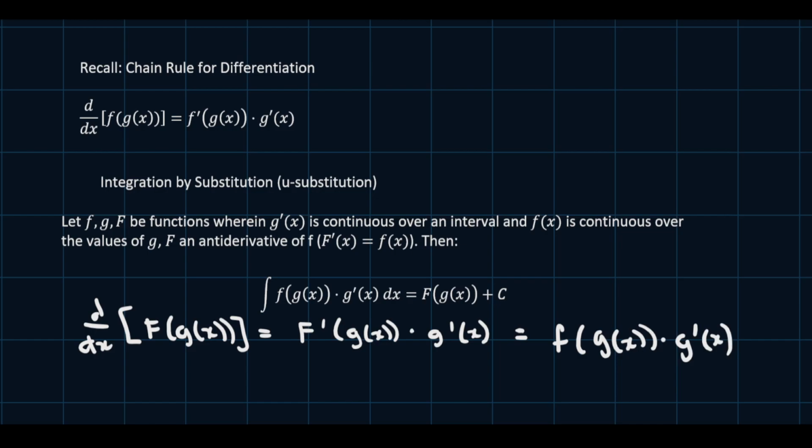So ibig sabihin, if we get the antiderivative of this one, that is the same as getting the antiderivative of this. Since we know that differentiation and anti-differentiation are inverse processes, kapag in-apply natin to, technically, matatanggal itong part na to. So we end up with f of g of x. Now perhaps we'll be able to understand this better by applying it in some integral problems.